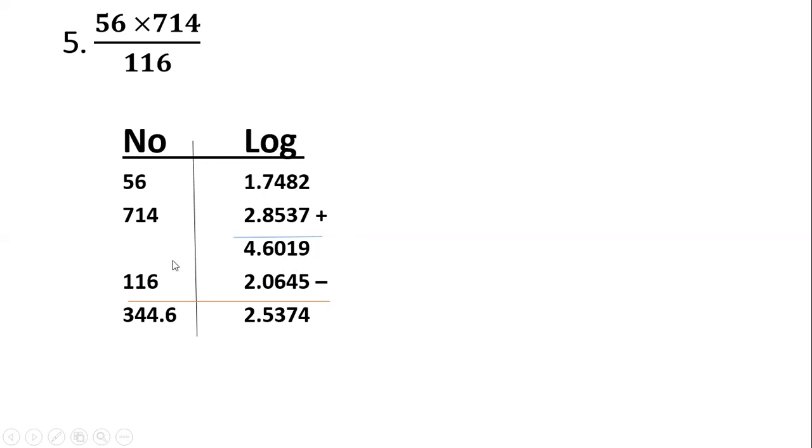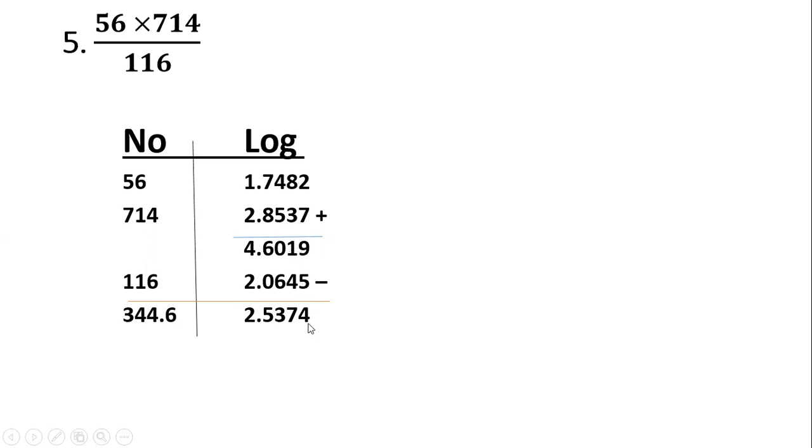Then you are not going to write this value on the same line, because that's the value from the addition above. So the denominator now is 116. So 100, that's the integer 2. So check 11 under 6, 0645. So for division, you do the subtraction.